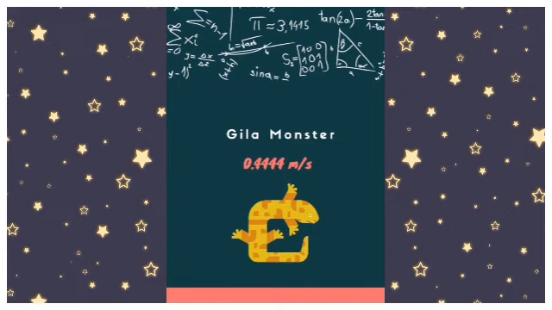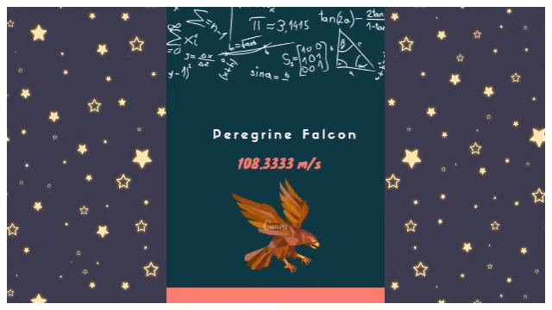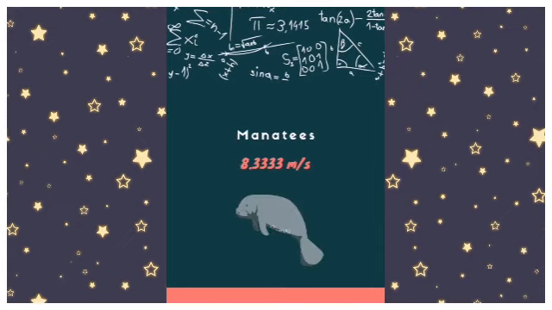Gila monster, 0.4444 meters per second. Peregrine falcon, 108.3333 meters per second. Manatees, 8.3333 meters per second.